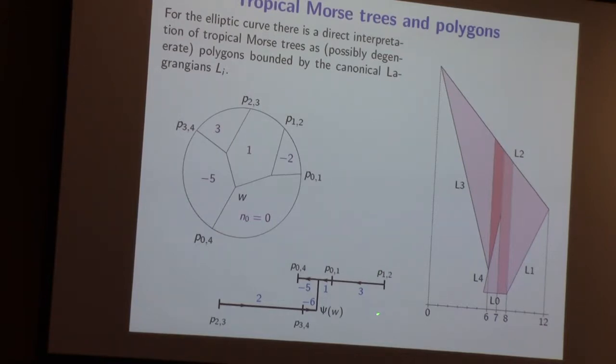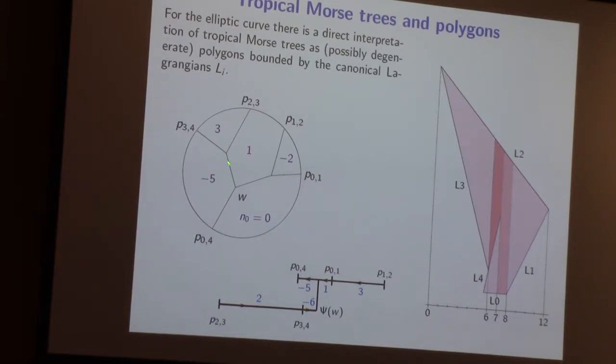This here is a tropical Morse tree. Of course, it's a little hard to draw tropical Morse trees on an S1 because typically we'll travel back and forth. So you should project it to an interval that wraps around. You see here P2,3 would start somewhere, an intersection point of L1 and L3. That means 3 minus 1 is 2. You start with speed 2. And then you travel, and then at P3,4 it changes the speed.